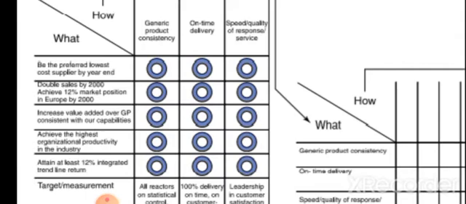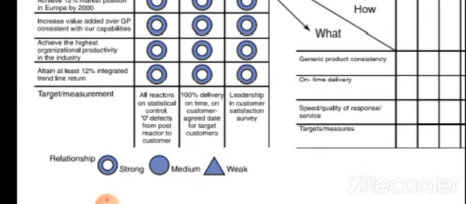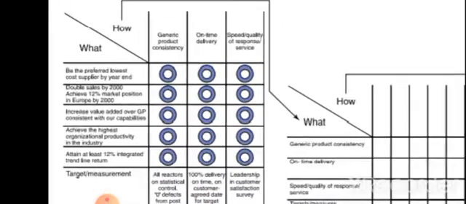Now, these CSF are placed along the first row of the matrix, and the relationships between the what and the how estimated as strong, medium, or weak. So, the relationship is strong, medium, and weak. A measurement target for the house is then specified.